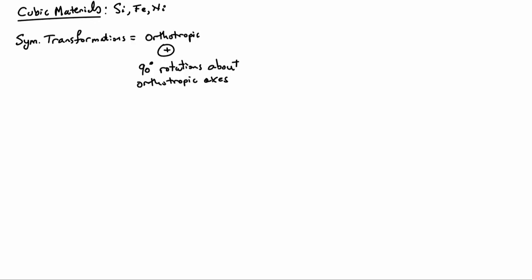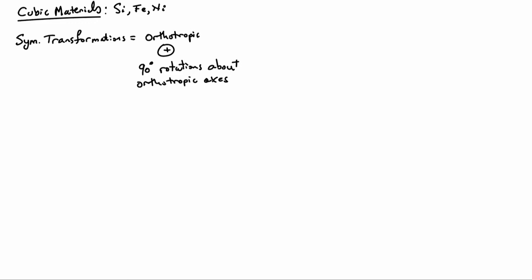Materials with cubic symmetry are quite common. Simple examples are silicon, iron, nickel. Many materials have cubic symmetry, and this is something that you see in X-ray diffraction patterns for these types of materials. And I'd like to go through the implications of cubic symmetry on the linear elastic material properties for such materials. So first of all, what do I mean by cubic symmetry?